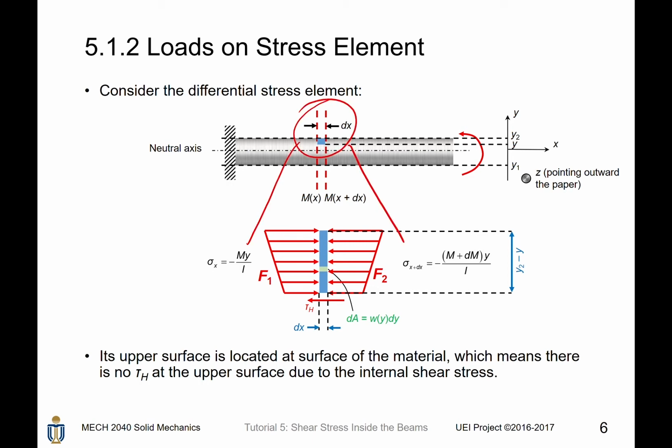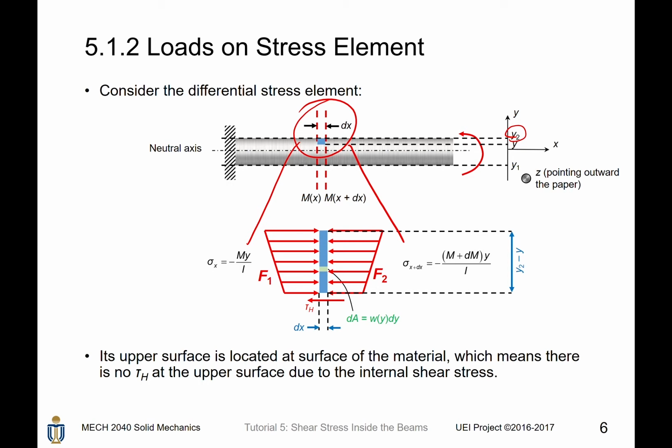Now let's consider this very tiny piece of differential stress element, and we magnify it to look at it in this way. This piece of differential area element has a thickness of dx, a height of y2 minus y, so bear in mind that y2 is the coordinate of the upper surface of this cross-section, while y is the lower end of this cross-section, so it is not differential, it has a certain length. On both sides of this thin plate stress element, there are direct stresses. On the left-hand side, it is minus My divided by I. On the right-hand side, it is minus (M plus dM) times y divided by I.